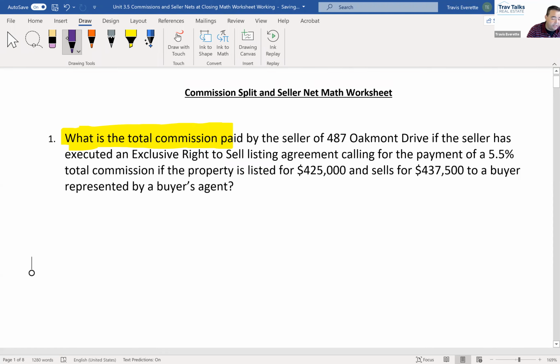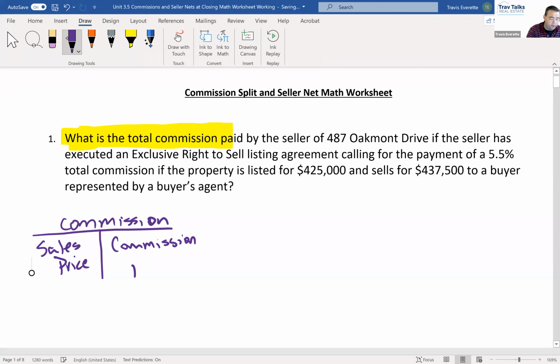And I know that commissions are always going to be calculated with a T-bar, like most of our math in this class. And I know that the commission that's going to be paid on any sale is going to be equal to the sales price, multiplied by the commission rate.